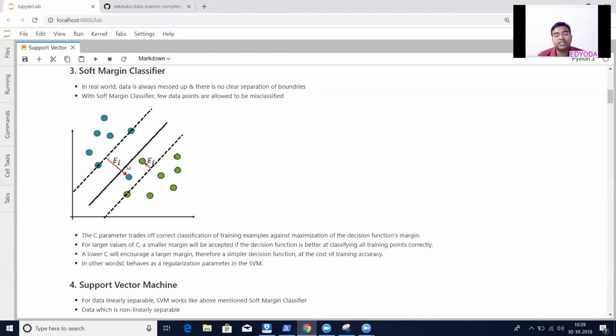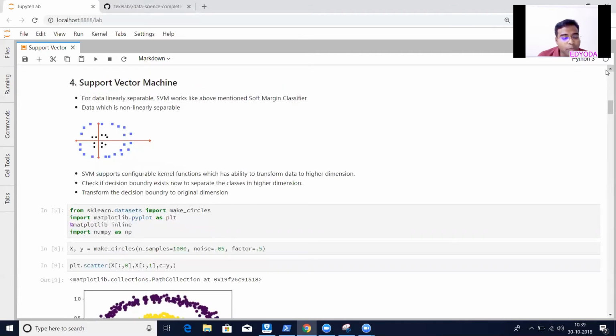Let's now understand what support vector machines are. A support vector machine is similar to a soft margin classifier unless the data is not linearly separable. If the data is linearly separable, your support vector machine is exactly like a soft margin classifier. Now let's get into a situation where the data is not linearly separable.